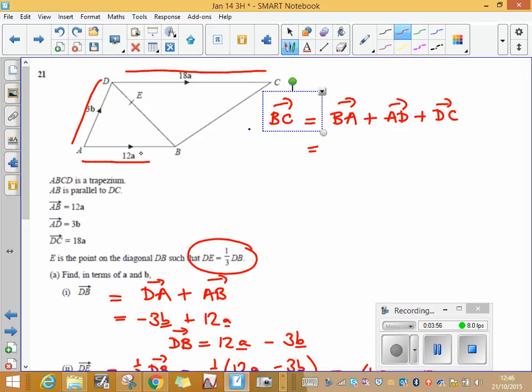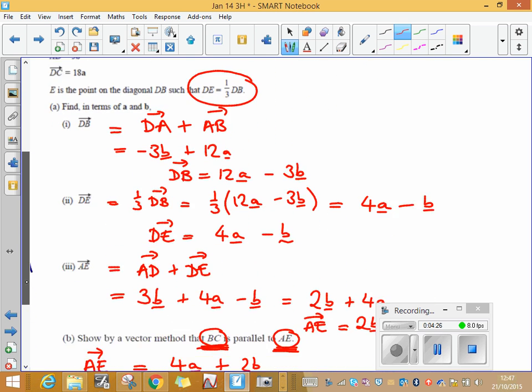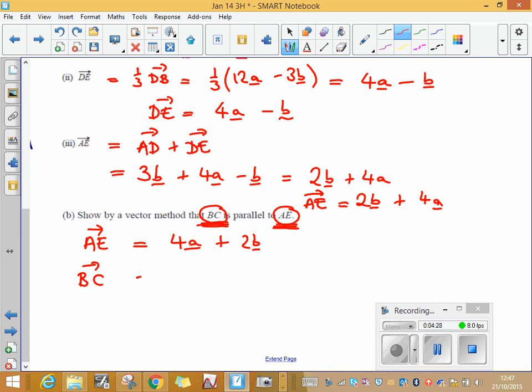So the vector BA, now notice it's in the opposite direction to the 12a, so that's minus 12a. AD is this vector here, which is 3b, going in the right direction, and then DC is this one, which is 18a. And if we simplify that, well, minus 12a plus 18a, well, that's the same as 6a plus 3b. So I know that BC is 6a plus 3b. Okay, let's just write that down here. So BC is 6a plus 3b.